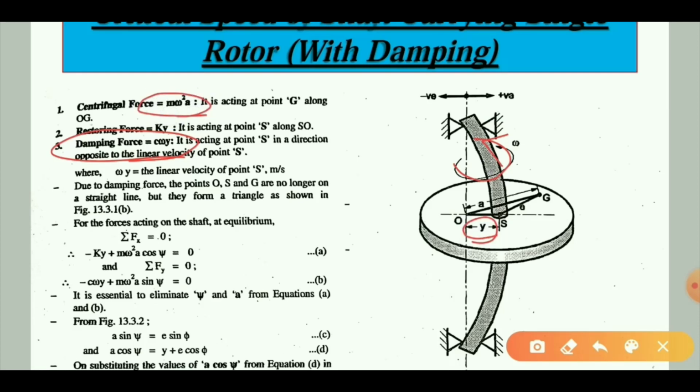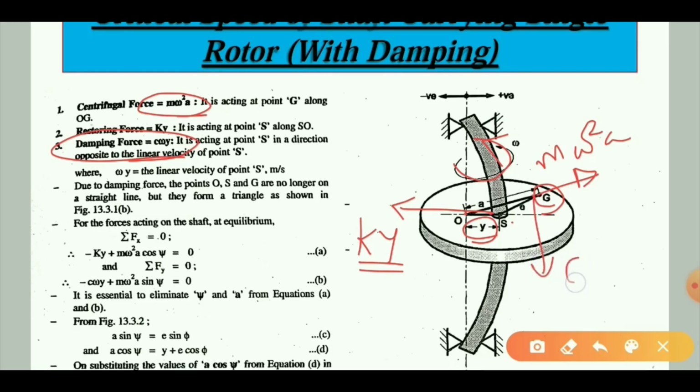The centrifugal force, suppose the CG is over here, will act in this direction, which will be m omega square a, because from the center the distance is a. The restoring force will act in this direction, equal to k into y. Suppose the rotation is in this direction, the damping force will be in the opposite direction, which will be c omega y.